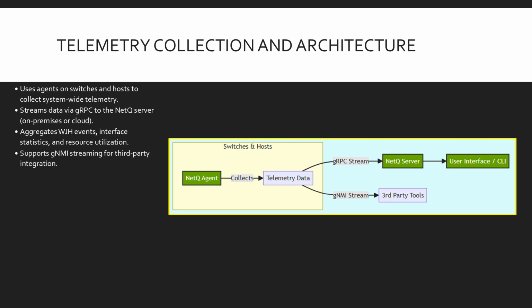Here we see the data flow. On the left, inside your switches and hosts, the NetQ agent actively collects telemetry data. This data follows two potential paths. The primary path is a gRPC stream sent directly to the NetQ server, which populates the user interface and CLI for analysis. Alternatively, the agent can use a gNMI stream to send data to third-party tools. This dual-path capability ensures you can leverage NVIDIA's deep telemetry regardless of your broader monitoring ecosystem.